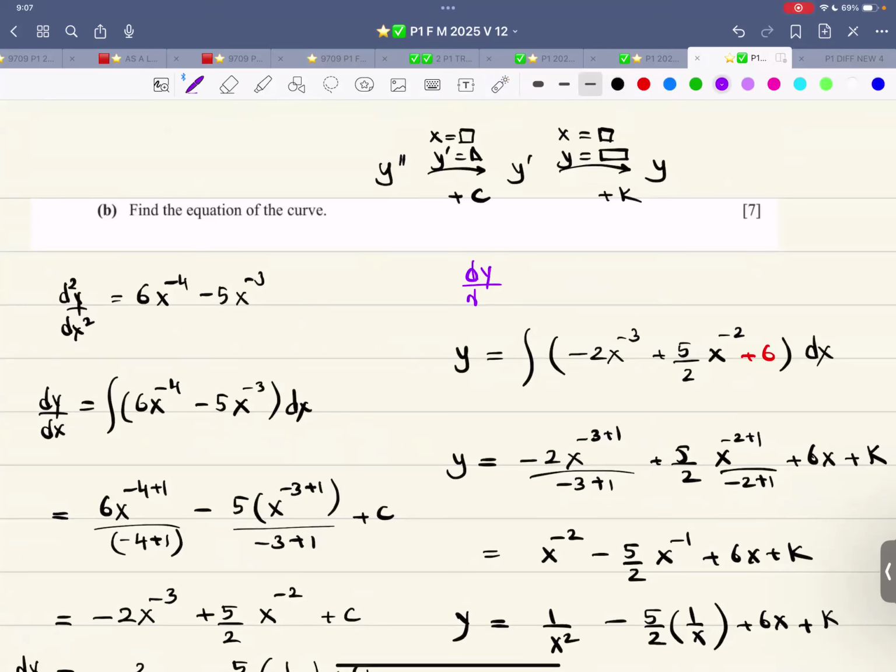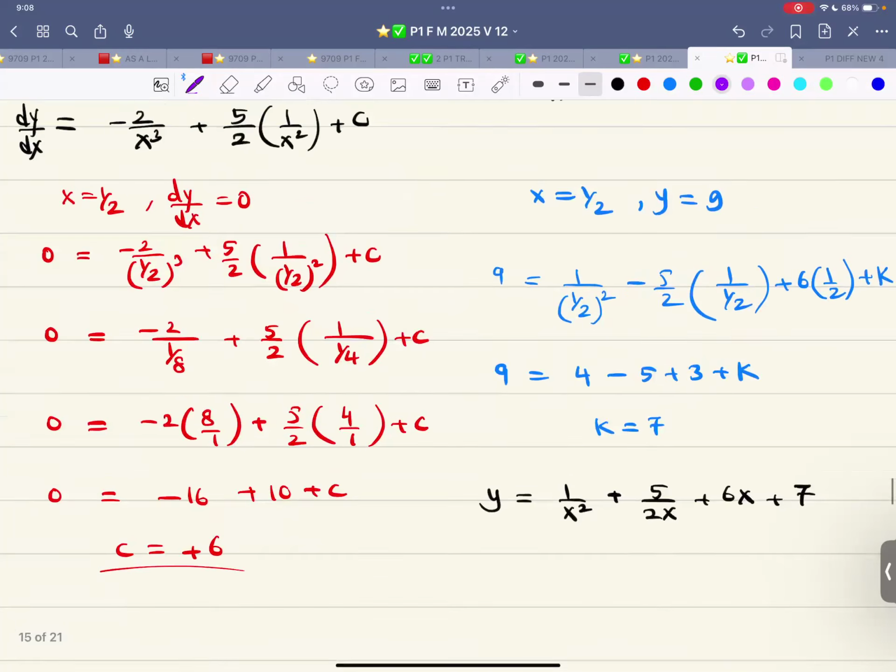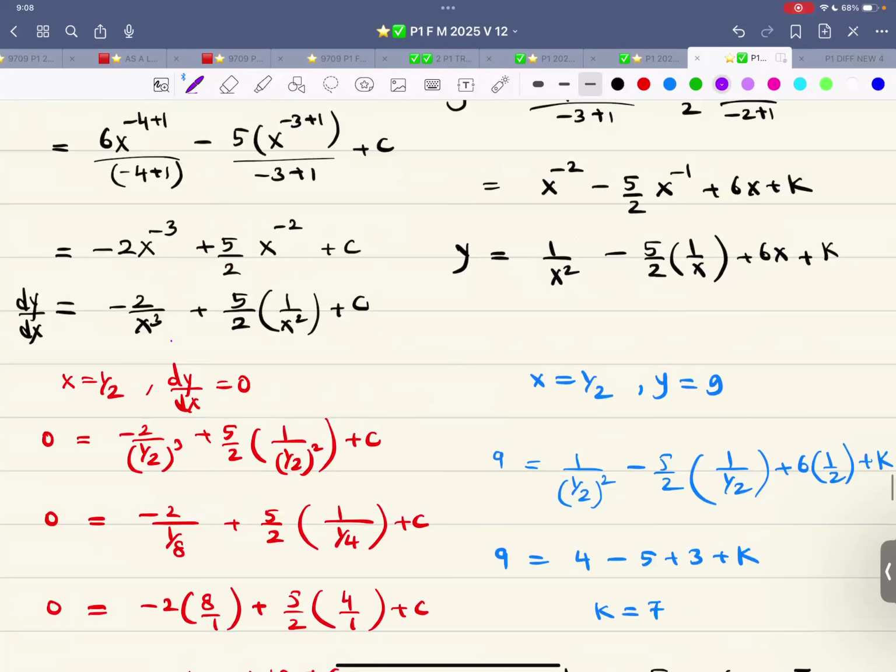dy by dx is equal to minus 2 over x cubed plus 5 over 2x squared. X squared is at the bottom, so this is 5 over 2x squared plus 6. Now integrate it again. So C is 6. This is this thing: minus 2 over x cubed, 5 over 2 into 1 over x squared plus C.